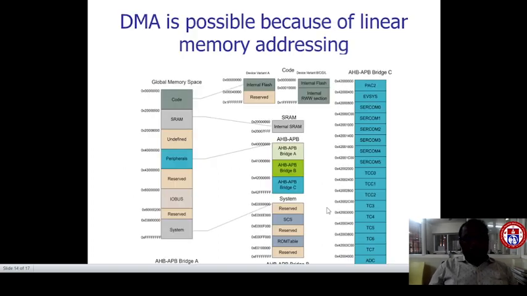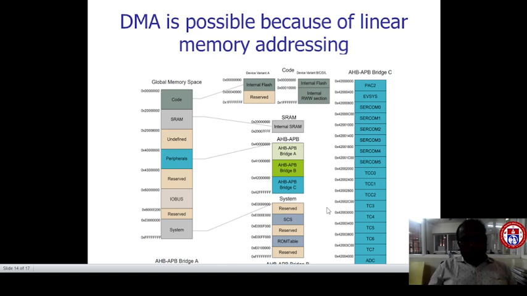So these are the memory addressing spaces of the bus for DMA. Here on the right side we can see there is a high-speed bus and a low-speed bus, that is AHB, the advanced high-speed bus, and APB, which is used for peripheral interfacing. The corresponding addresses are given here for the ADC, then the timer counter, and then serial communication. Then on the left side we can see the static RAM.